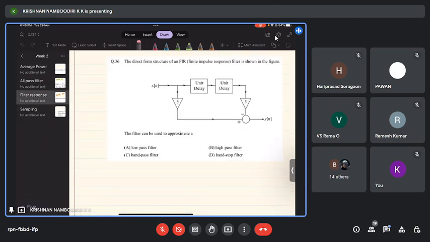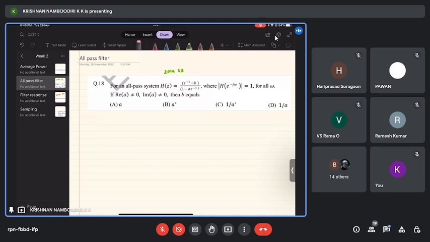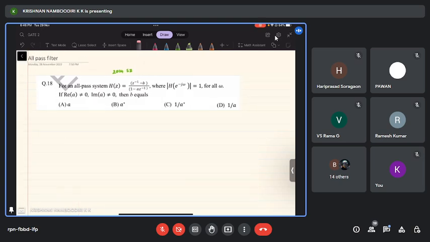Okay, now I have two questions. Which one should I go for first? I will go for this first. This is a fairly straightforward question. For an all-pass system, h of z equal to z inverse minus b, whole divided by 1 minus a z inverse, where modulus of h of e power minus j omega equal to 1 for all omega. If real part of a is not equal to 0 and imaginary part of a is not equal to 0, then what is the value of b? Whether b equals a, or a star, or 1 by a star, or 1 by a. So this is the question.